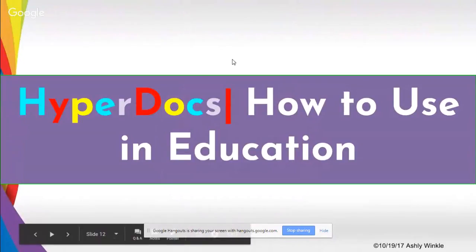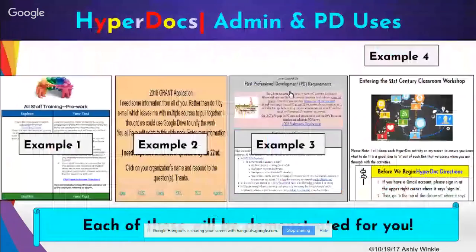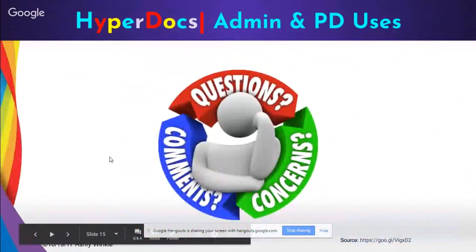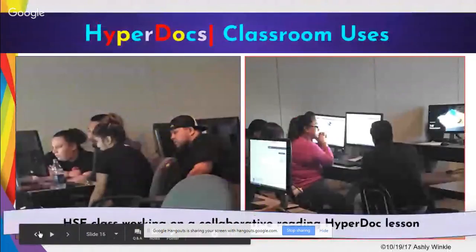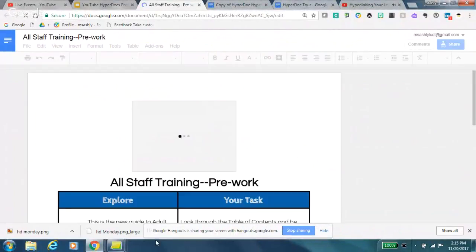Okay, so HyperDocs, how to use in education. We're going to look at HyperDocs from a supervisor, professional development, and administrative uses. So our first example is going to be one that my boss created.